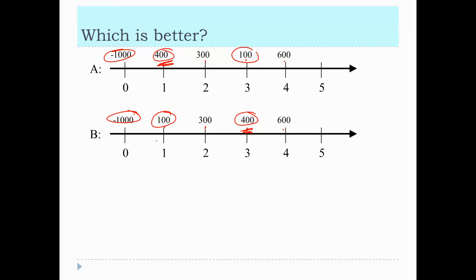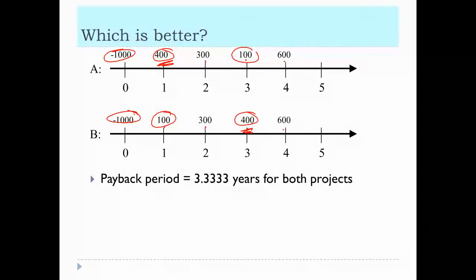But if you go through the process of calculating the payback period for each of these, well, again, $1,000 initial cost, 400, 300, and 100, that's $800 in total. Payback occurs somewhere between years 3 and 4, and it's the same for both projects. You can verify this if you like, but the payback period will be exactly 3 1/3 years for both of these two projects. So if you're asked which is better, and you try to answer that question based on the payback period, you can't.